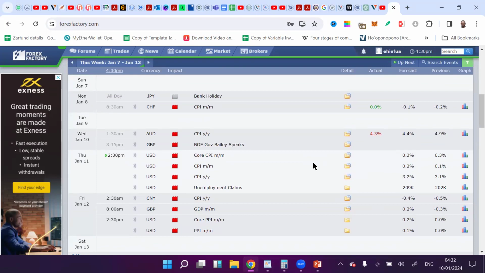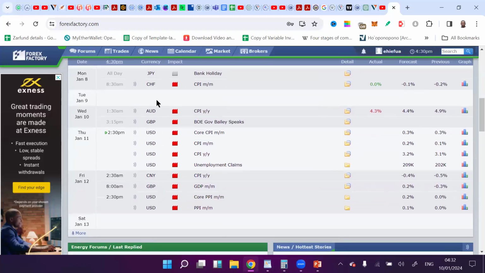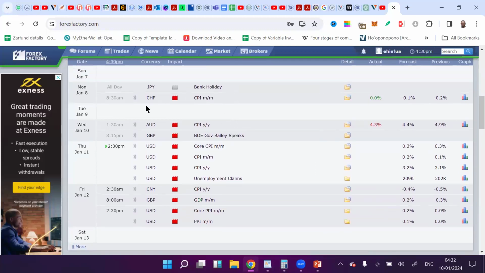So you can see now this is for this week. On Monday, we had a bank holiday in Japan. Then we had CPI for CHF. CPI is what we call Consumer Price Index. It's a measure of inflation, but we're going to look at some of that. Then you can see Tuesday we had nothing. That place is totally blank, meaning there was no economic event for Tuesday.